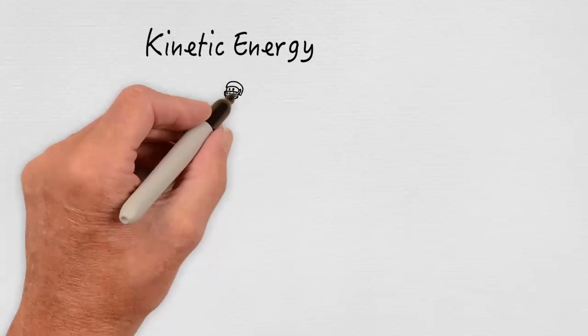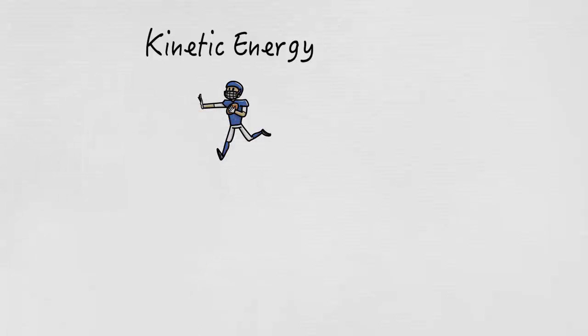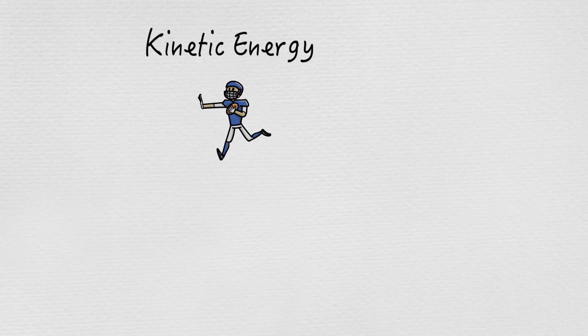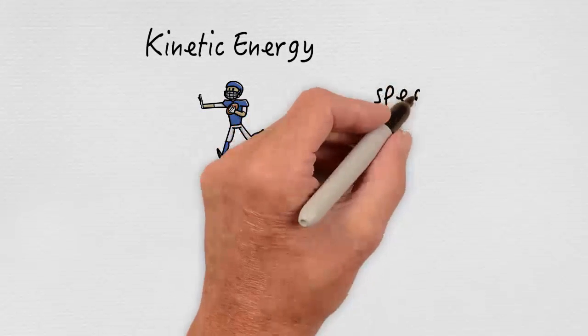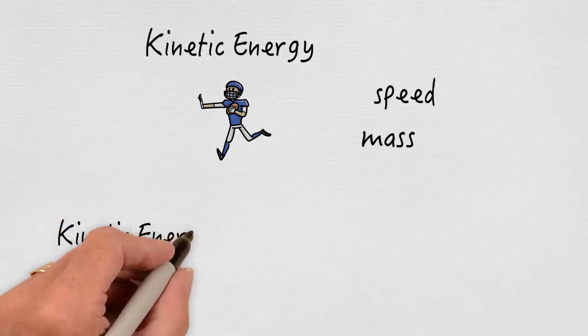The word kinetic comes from the Greek kineo, which means to move. You don't need to know that for the exam. If we've got an American footballer, what makes them have more energy? Well, the faster they're moving, obviously the more energy they've got. So speed, and of course the more massive they are, the more matter they have, the more mass, the more kinetic energy they have. And that is apparent in the formula.